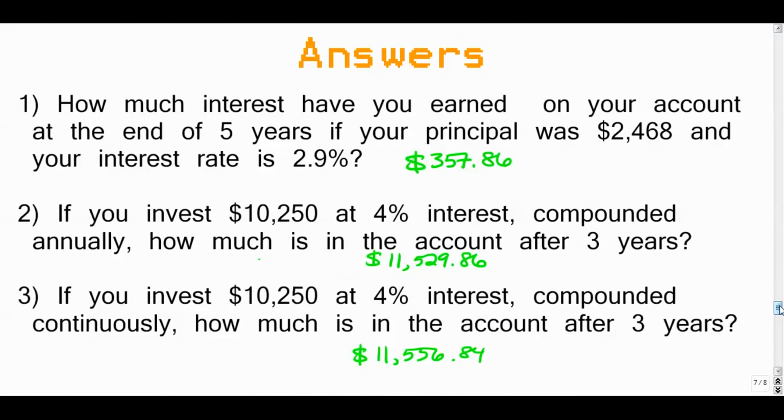So here you go. Hopefully you got all 3 right. As you can see, 2 and 3 are the same problem. The only difference is in number 3, you're compounding continuously, and in number 2, you're compounding only once per year. So n is 1, and you can see that you're making a little bit more money compounding continuously.